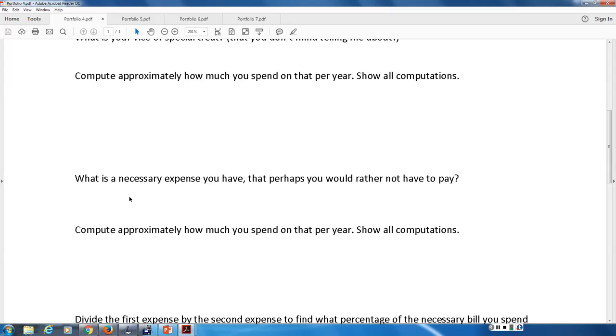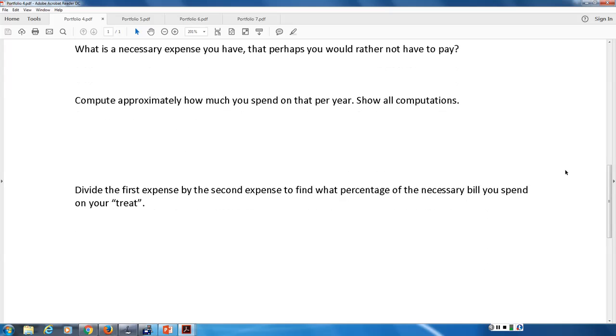Then what is a necessary expense that you have? That you'd rather not have to pay, but you're kind of stuck, you do have to pay it. For me, that would be like car insurance. I really hate paying car insurance. Or your electric bill, or gas. I mean, most of us don't mind paying for food. We all kind of like to eat, but there are things we have to pay that we don't like to have to pay. So pick one of those and calculate how much you spend on that expense per year. And again, show all your calculations.